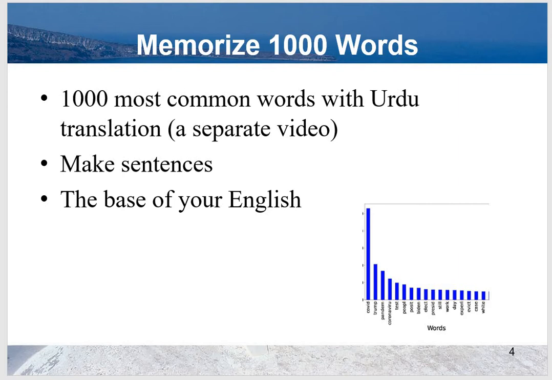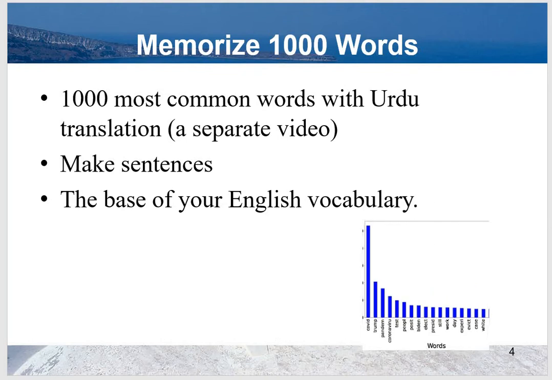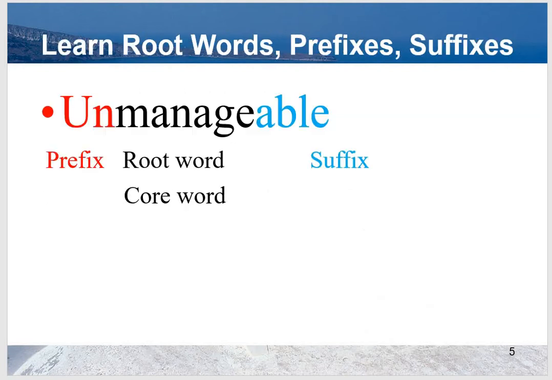First of all, memorize the 1000 most common words. I have compiled these 1000 words, and I have translated them into Urdu, and I will make a separate video of the 1000 most common words. Make sentences, and this is the base of your English vocabulary. Because if your vocabulary is good, your reading skill, your spoken skill, all these skills will work in a better way. So enhance your vocabulary.